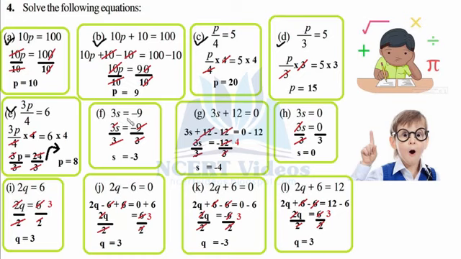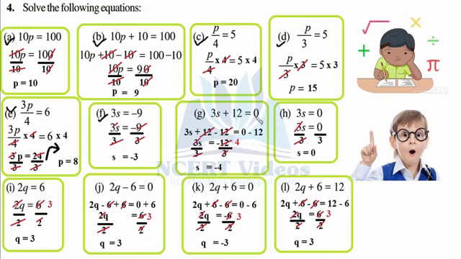F part, 3s equals minus 9. 3 is getting multiplied, introduce division on both sides, 3 cancels, s is separated. Here 1 3 is 3, 3 3s are 9, but we have the negative sign also. Therefore, s equals negative 3 is the required solution.